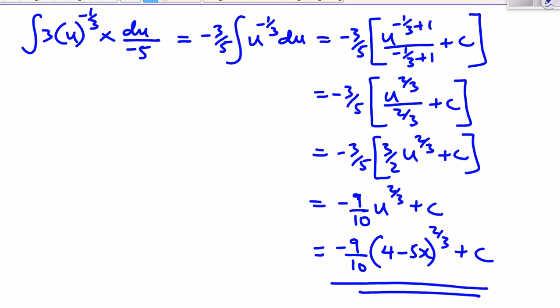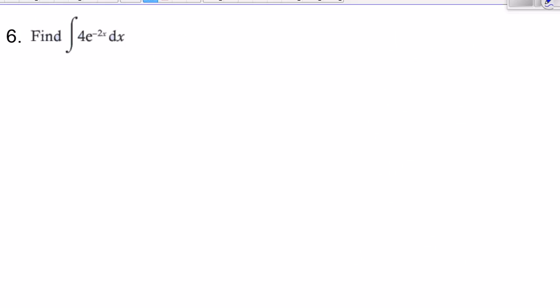Okay, so there's a lot of algebra in it: simplifying expressions, indices, fractional indices, negative indices. But so long as you're following the right process, you should be okay. Here's another question.